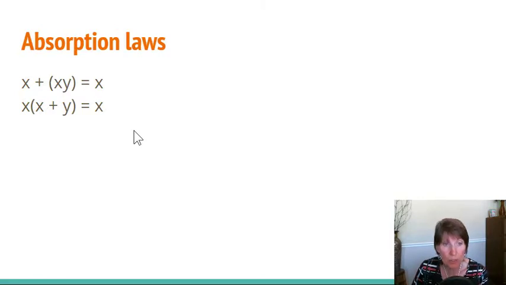And then absorption laws. If you have x plus xy, it equals x. And if you have x times x plus y, it equals x. And those are the laws of Boolean algebra.